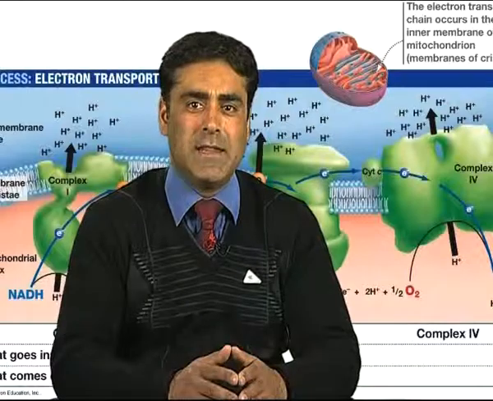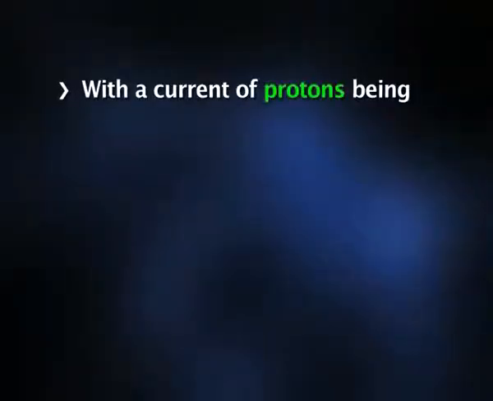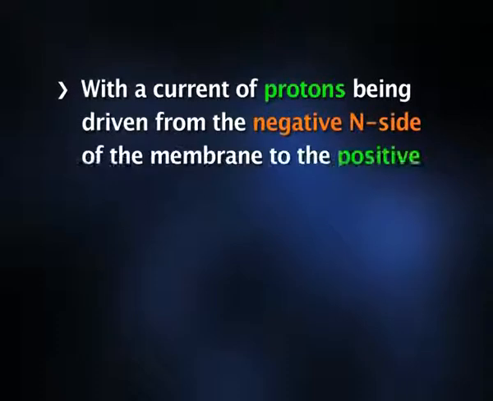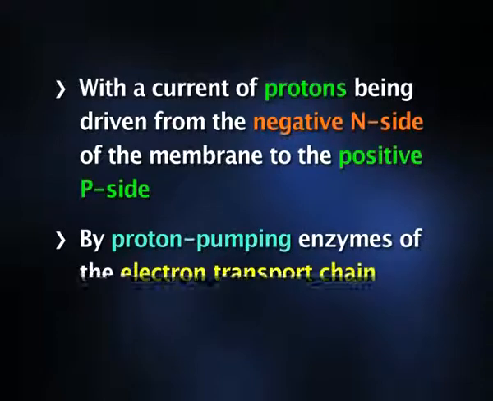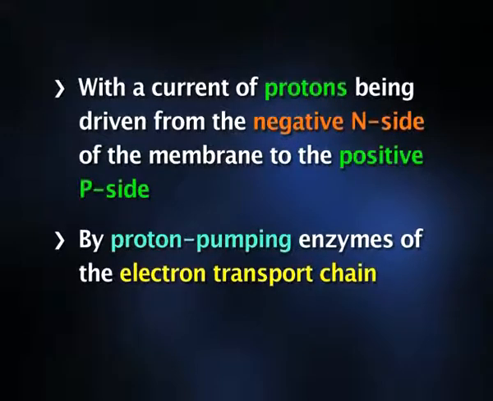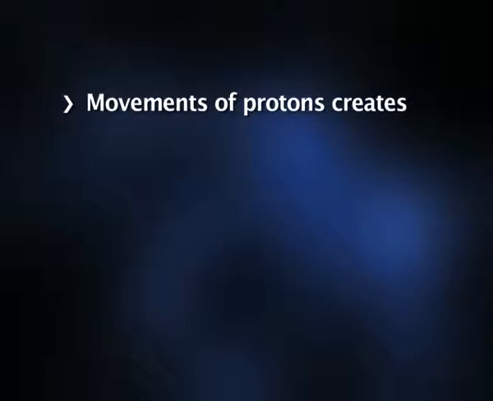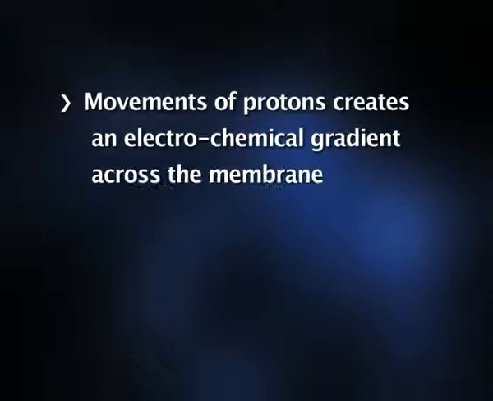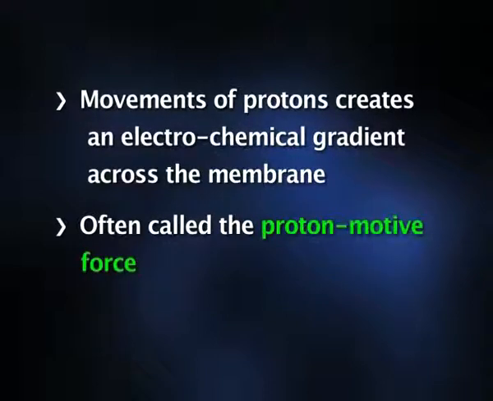In practice, this is like a simple electric circuit, with a current of protons being driven from the negative N side of the membrane to the positive P side by the proton pumping enzymes of the electron transport chain. These enzymes are like a battery and they perform work to drive current through the circuit. The movement of protons creates an electrochemical gradient across the membrane, which is often called the proton motive force.